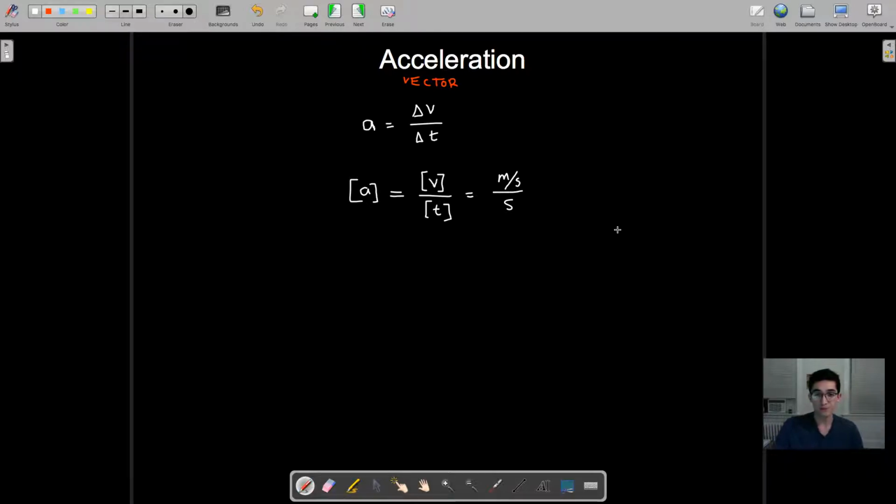And so if I go ahead and take meters per second and divide it by seconds again, I'm going to end up with 2 seconds on the bottom, or a second squared on the bottom, aka meters per second squared. And that is my unit for acceleration, meters per second squared. Okay, so in review, acceleration is a vector that is a change in velocity over time, and the unit for acceleration is meters per second squared.